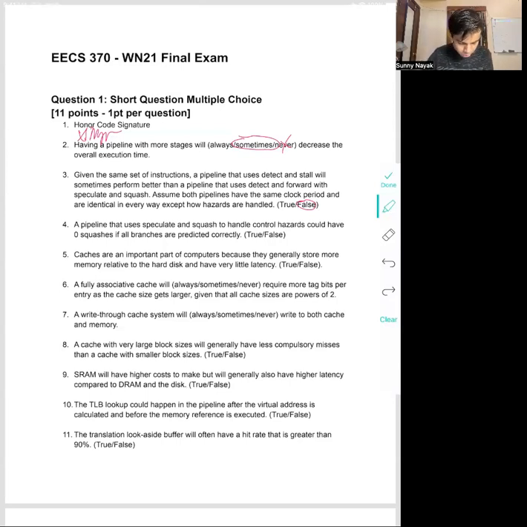Moving on to question 4, it says a pipeline that uses speculate and squash to handle control hazards would have 0 squashes if all branches are predicted correctly. Okay.